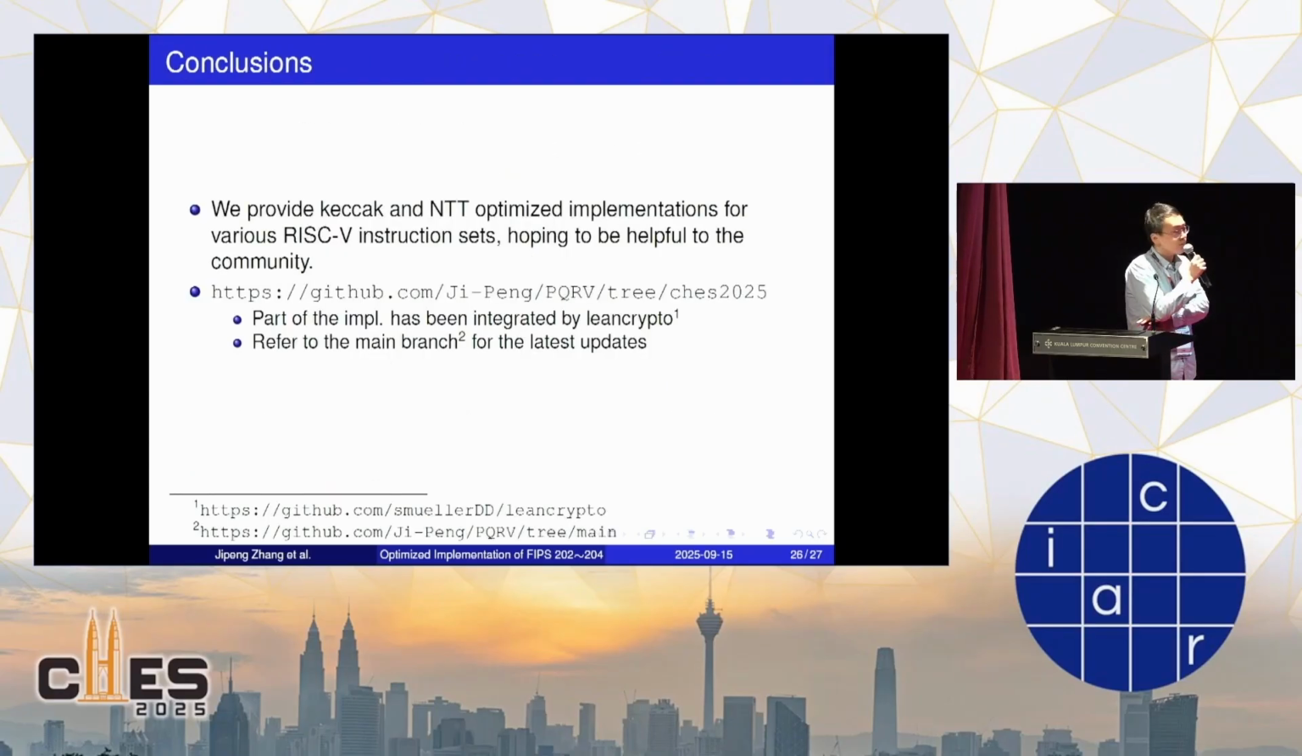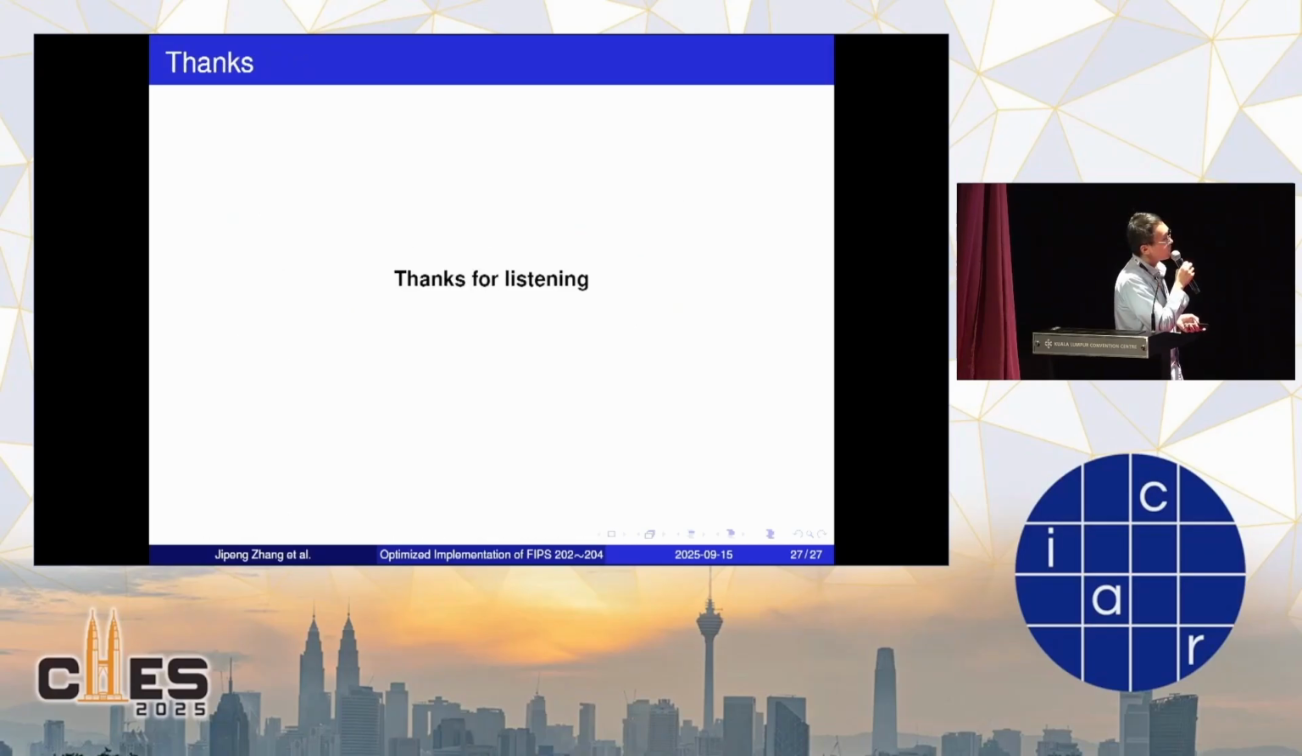And conclusion, we provide Keccak and NTT optimized implementations for various RISC-V, hoping to be helpful to the community. This is a link to our artifact, and part of the implementation has been adopted by a public crypto library. And please refer to the main branch for the latest updates. That's all.